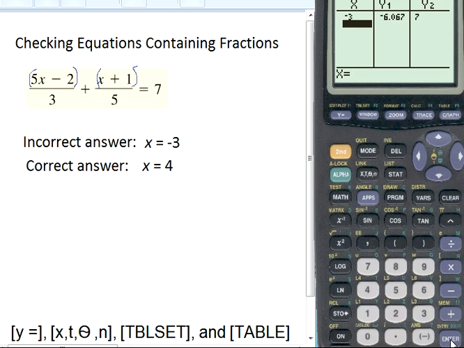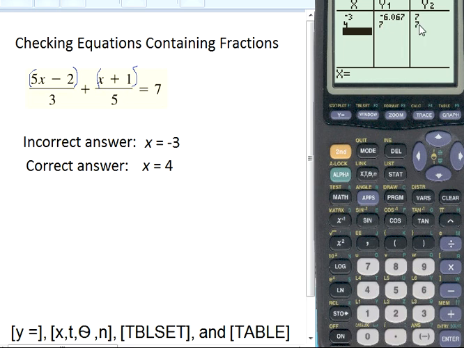And when you hit that, it clearly shows that the left side and the right side are not equal. On the left side we have -6 point something, and on the right side we have a 7. The correct answer, or at least the answer that I got, was a 4, and when we enter that, both sides give us 7. And that's what a check should look like for any equation.